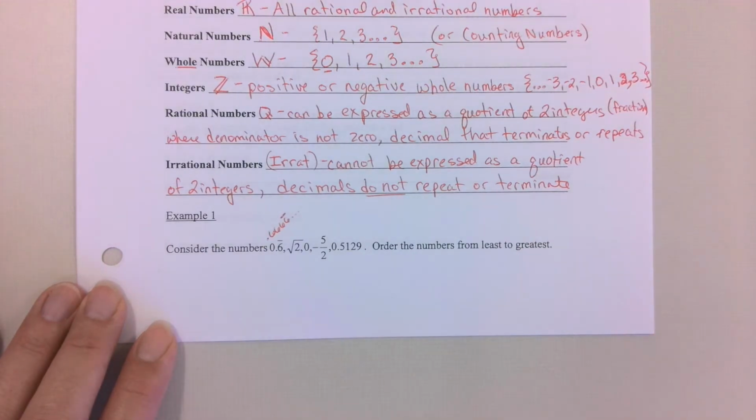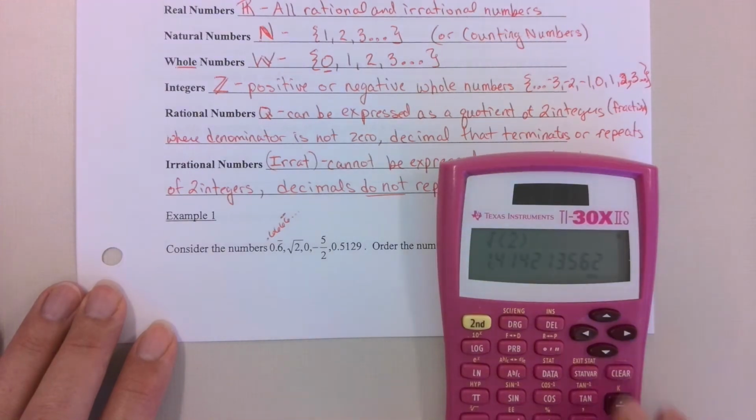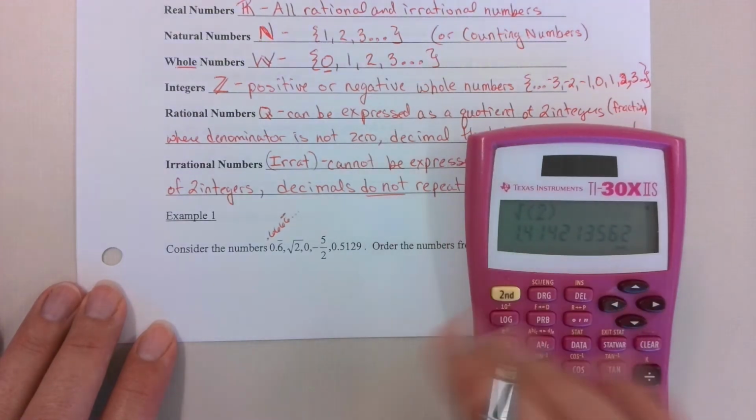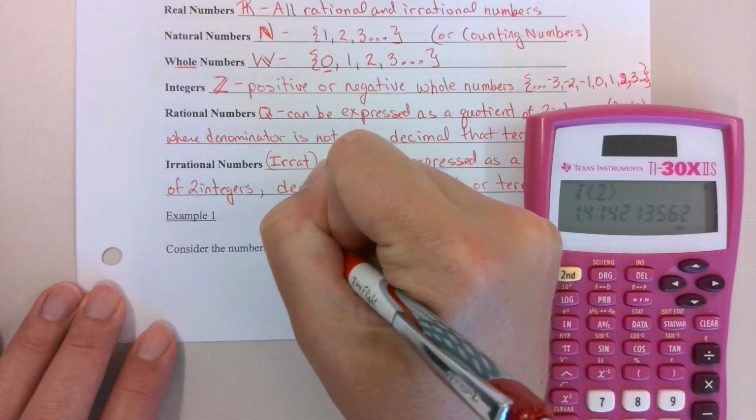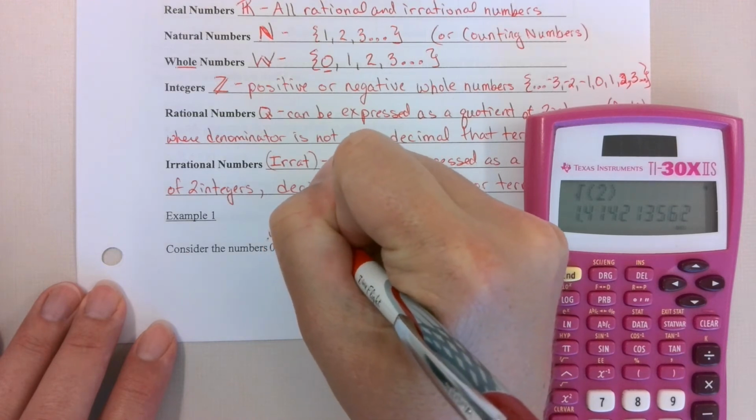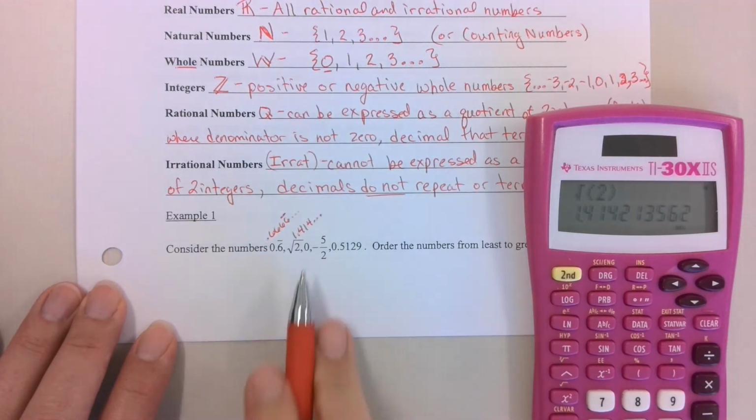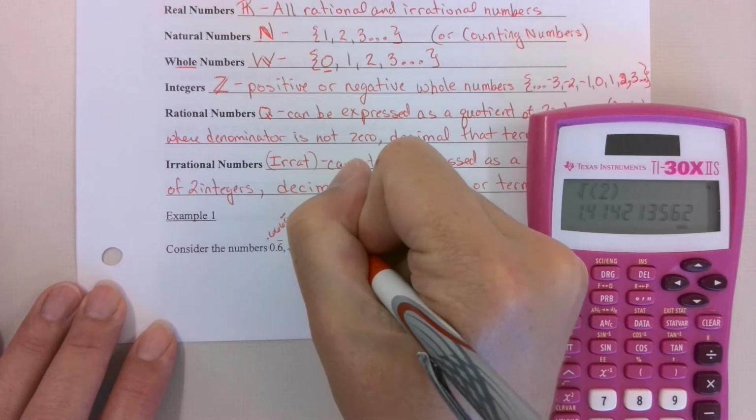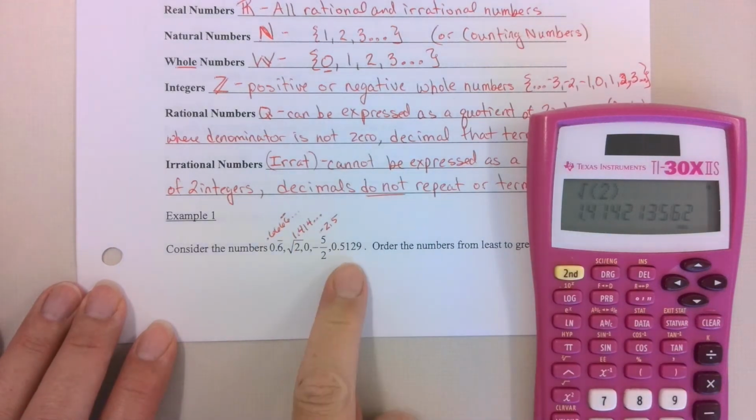Now, the square root of 2, I'm going to throw that back in the calculator. It's 1.41, so I'm going to write that above it. And we know that this goes on forever. Negative 5/2 is the same as negative 2.5, and then we've got this decimal.